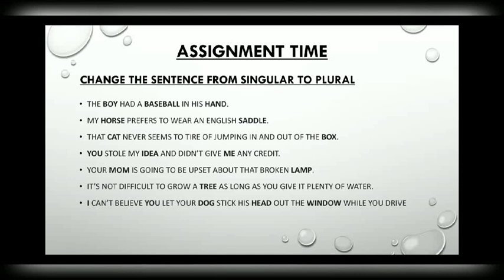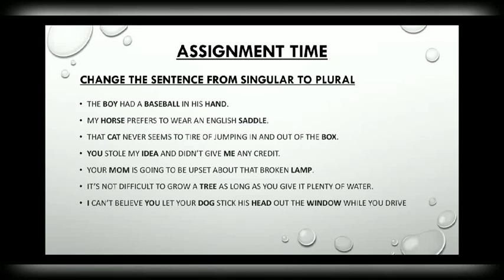Class assignment time. Change the sentence from singular to plural. The first sentence is, the boy had a baseball in his hand. The horse preferred to wear an English saddle.